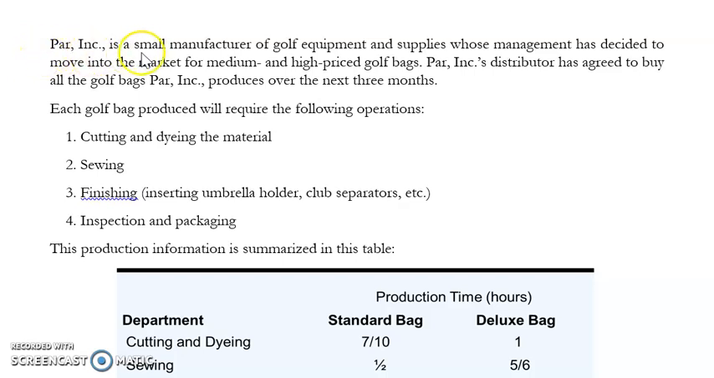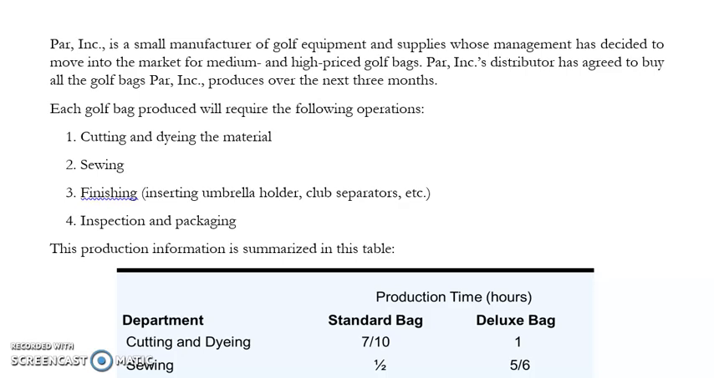Par Incorporated is a small manufacturer of golf equipment and supplies whose management has decided to move into the market for medium and high priced golf bags. So far it didn't give us any special information. It is just trying to introduce the context of the problem. So try not to involve your mind with everything that you see on the problem. So far, we didn't get anything.